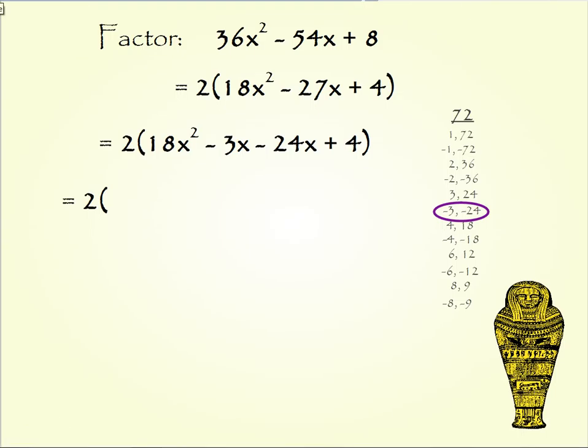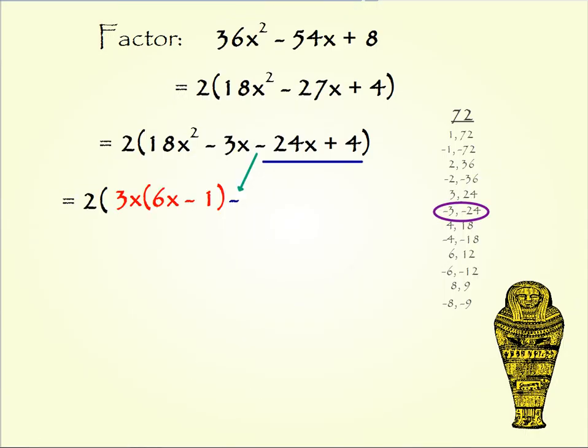Remember, the 2 is still out front. It cannot go away. Out of the first set of terms, the 18x minus 3x, I can divide both numbers by 3, and they both share an x. This is what it's going to look like when I divide both terms by 3x.